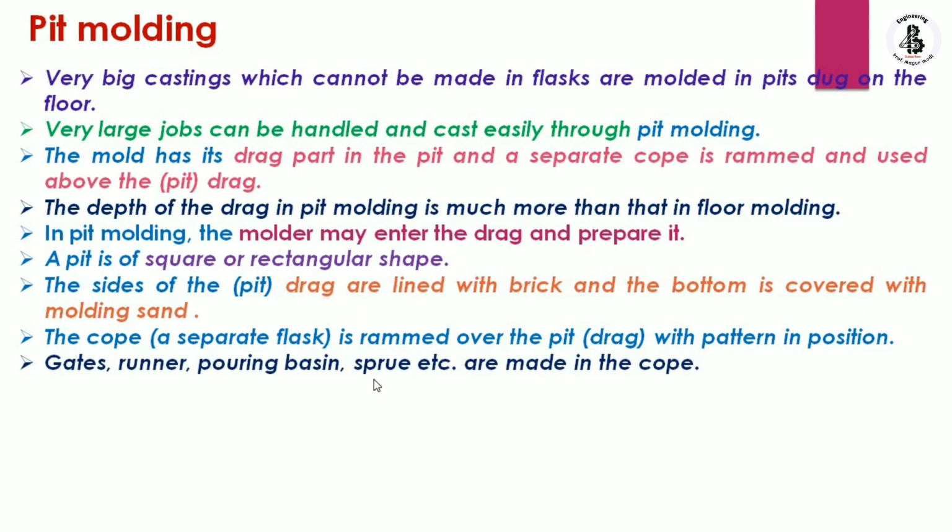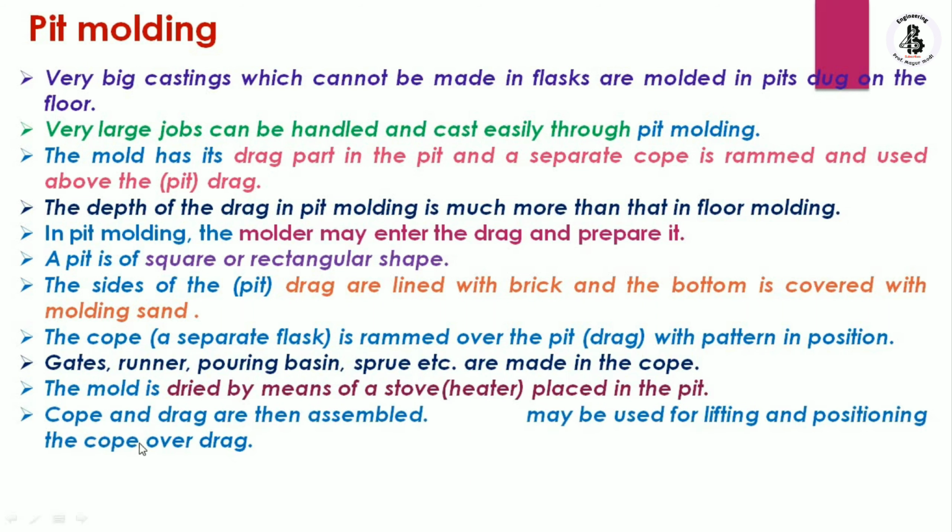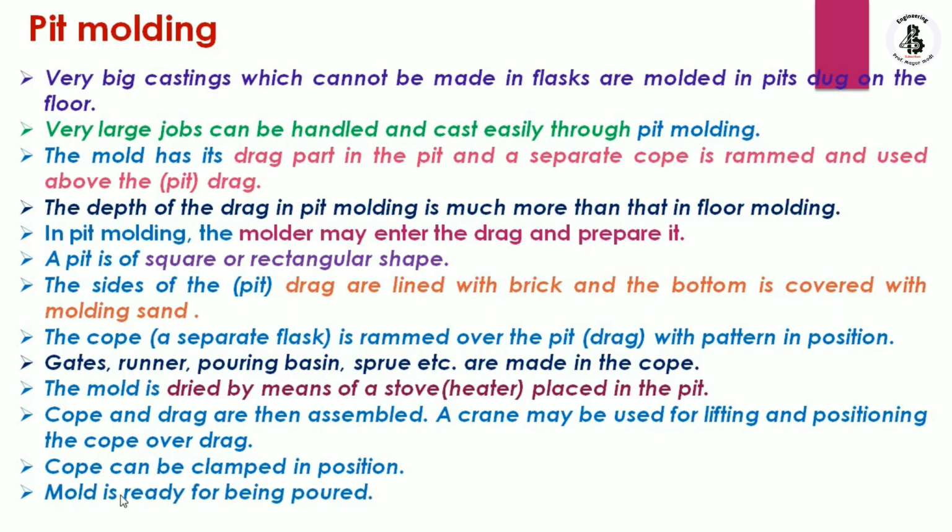The mold is dried by means of stove heaters placed into a pit. Cope and drag are then assembled. A crane may be used for lifting and positioning the cope over a drag, depending on the resources, the requirements, and the size of the job. The cope can be clamped in position. The mold is ready for being poured. So that will be the general process for pit molding.